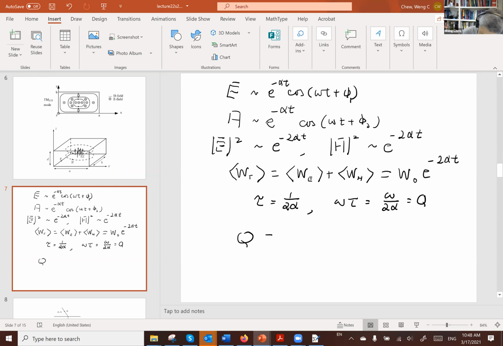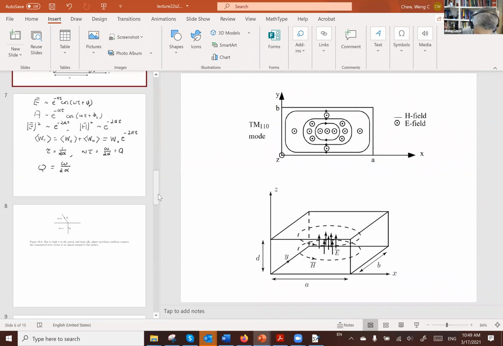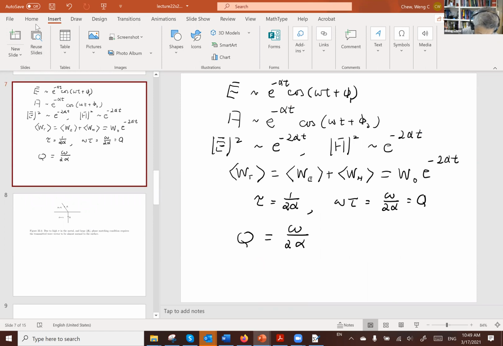So the Q of the system is given by omega/2 alpha, which is the same formula that I have derived before. So if you have a cavity with electromagnetic field inside, and if the cavity has some losses on the wall, for instance dissipations on the wall, as well as dielectric losses in the medium, or holes in the cavity, then this magnetic field and electric field inside would diminish with time in this manner, and then you can define the Q of the cavity to be such.